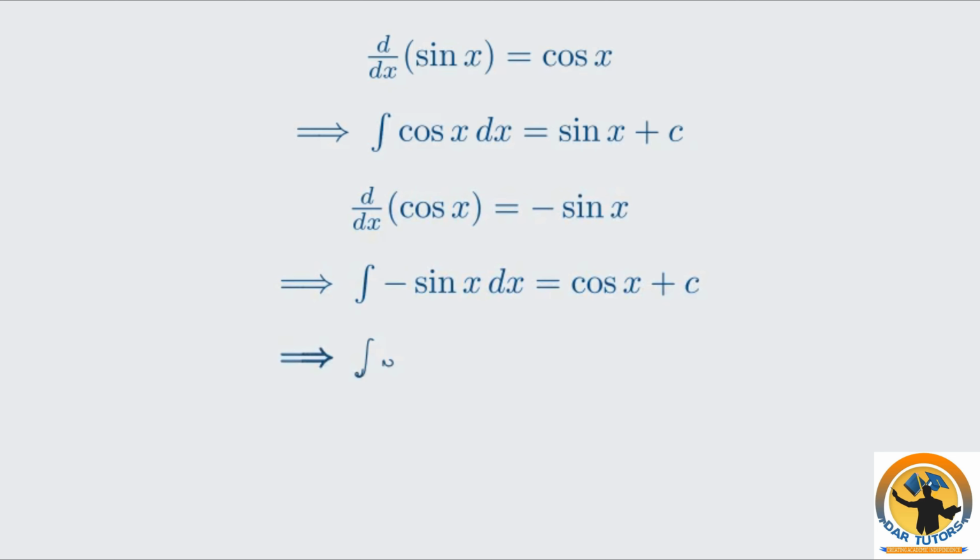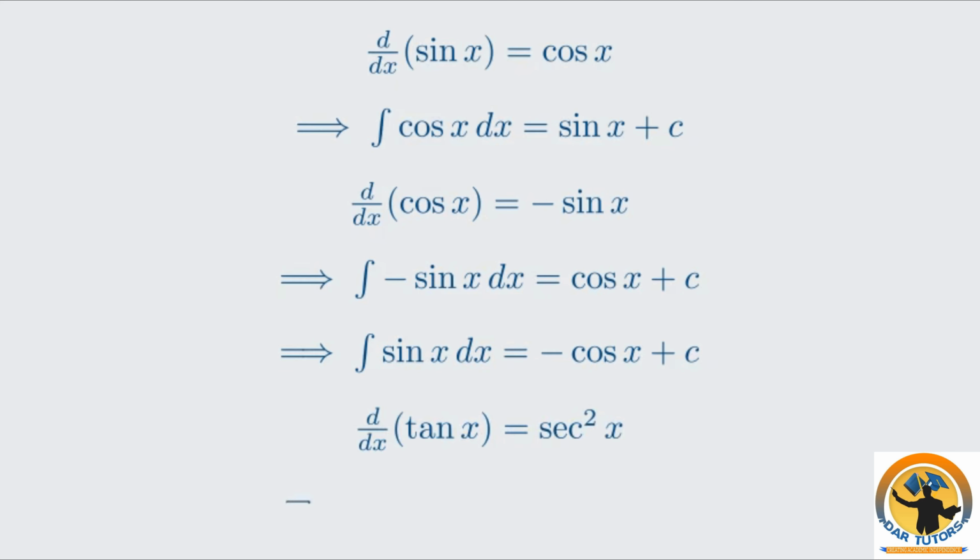If we want the integral of positive sine x, we can multiply both sides by negative 1, giving us negative cosine x plus c. The derivative of tangent x is secant squared x. So the integral of secant squared x is tangent x plus c. These three are the most common trigonometric integrals you'll encounter. There are others, like the integrals of secant x tangent x and cosecant squared x, which you can find by reversing the derivatives of secant x and cotangent x, respectively.